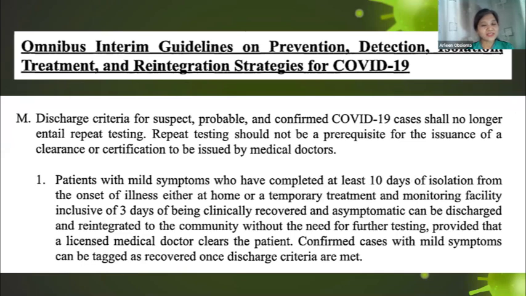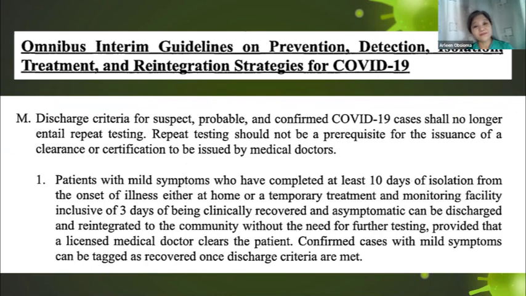It says the discharge criteria for suspect, probable, and confirmed COVID-19 cases shall no longer entail repeat testing. Repeat testing should not be a prerequisite for the issuance of a clearance or certification by medical doctors. The reason for this is that studies have shown that the virus can be detected by RT-PCR even 2 weeks or even 3 weeks after the onset of infection, and even when the patient has been clinically well for several days, some patients' RT-PCR result will still come out positive.